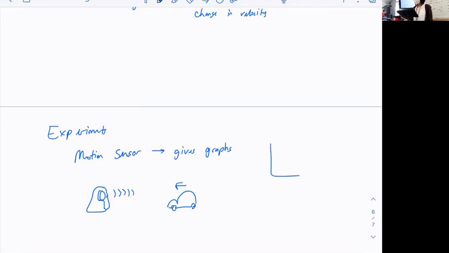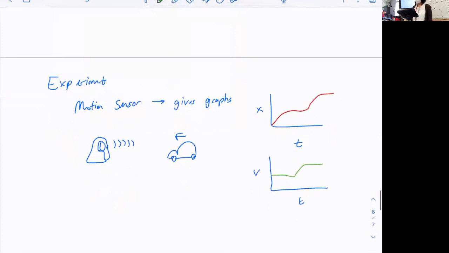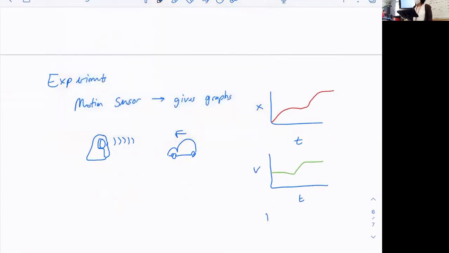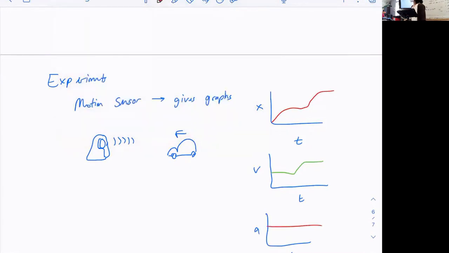You can do position time. What else could it graph? Even though you didn't have it graph this way, if it can give you position time, it could give you velocity time, right? It could give you acceleration time. So when you're thinking about experiments and how you could measure things, a motion sensor can allow you to measure position, it could allow you to measure velocity, it could allow you to measure acceleration.